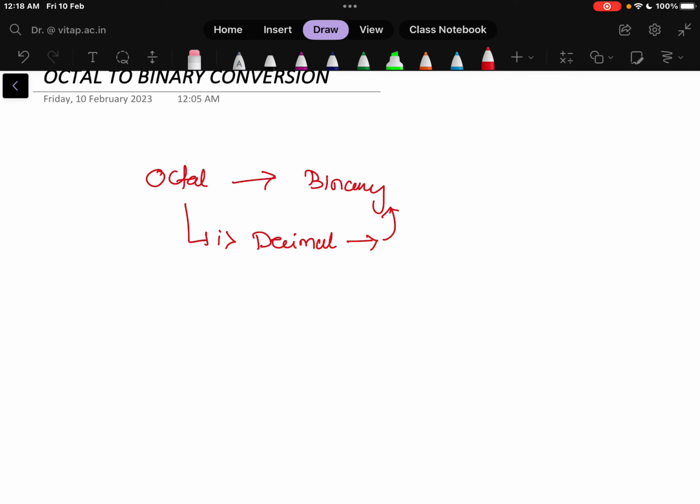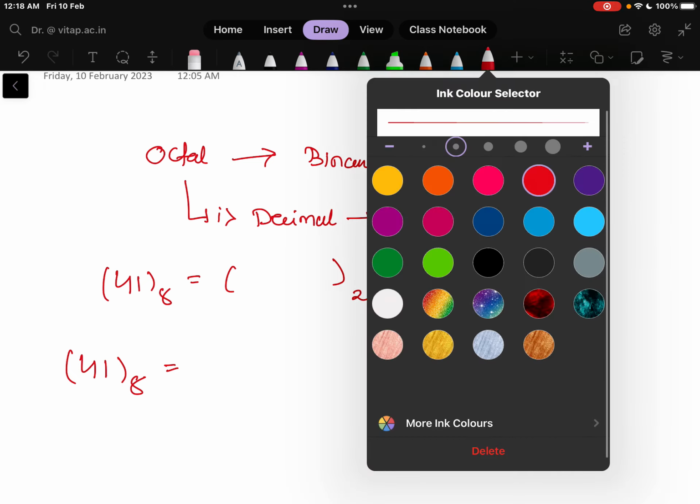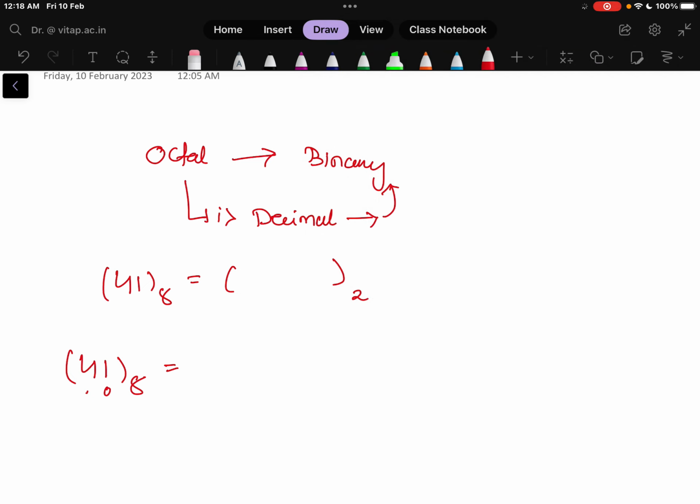Let us take one octal number, let us say it is 41 base 8, and we have to convert that to an equivalent binary number. How to do that? As I said, first we have to convert the octal number to a decimal number. To convert it to decimal, I need to multiply each digit by its place value. Here there are two digits, at the 0th position and the 1st position.